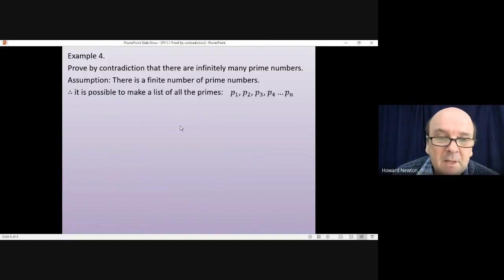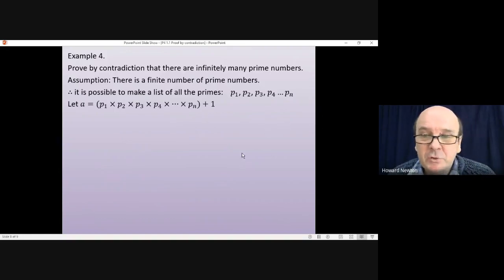And then we write them in a list. So the first prime number would be 2, the second one would be 3, then 5, and so on and so on. And ultimately, if there's a finite number of prime numbers, we'll get to the last one. And we'll call that one Pn.